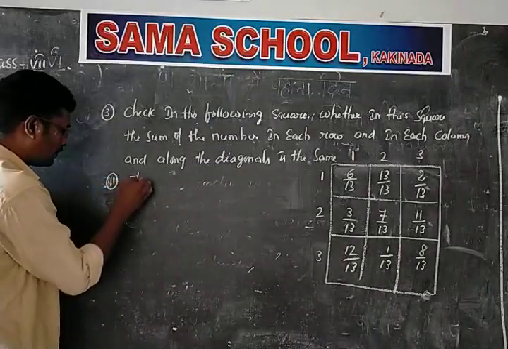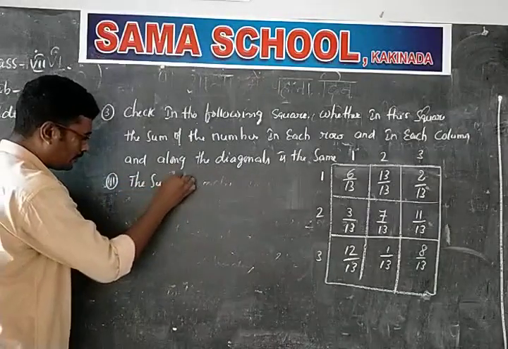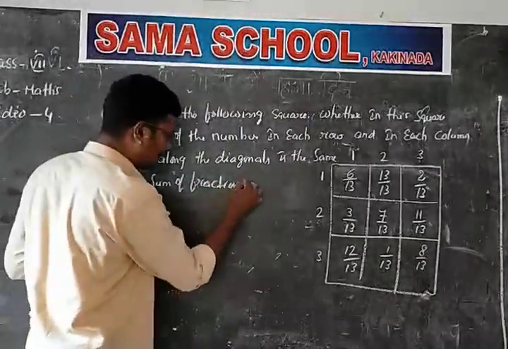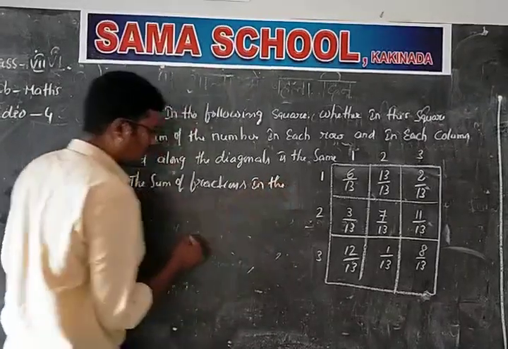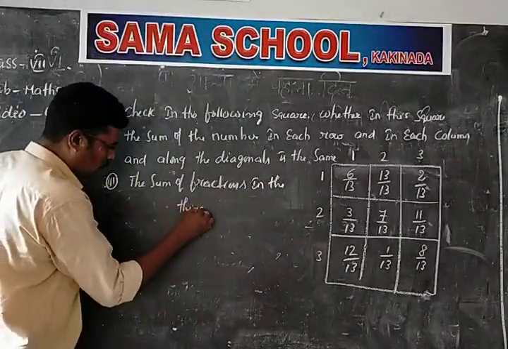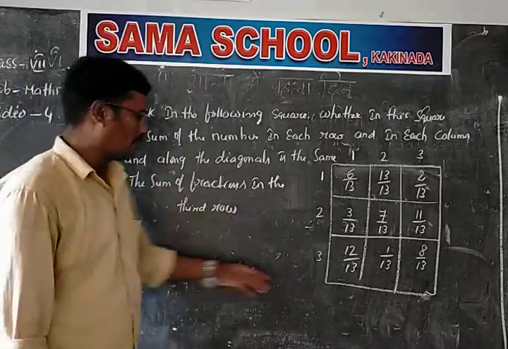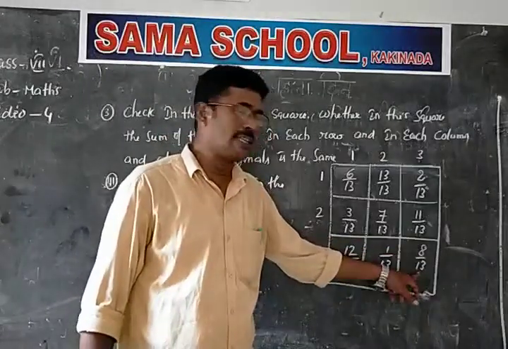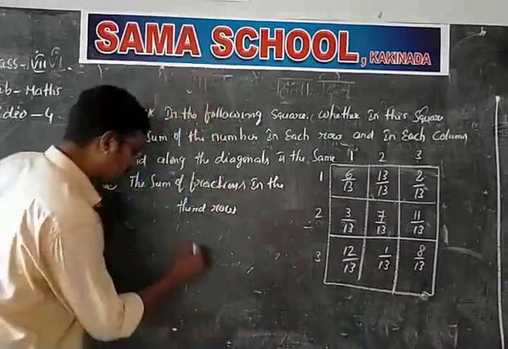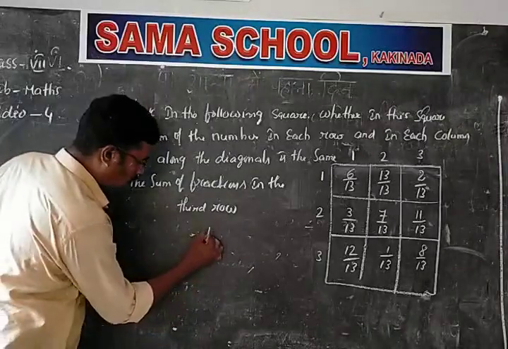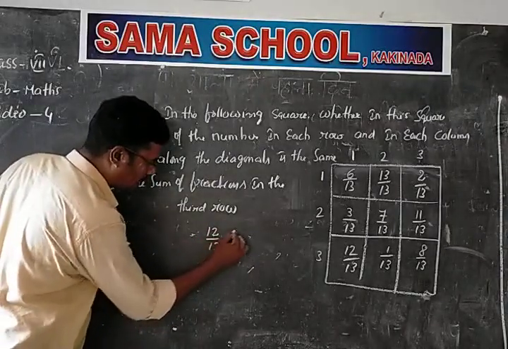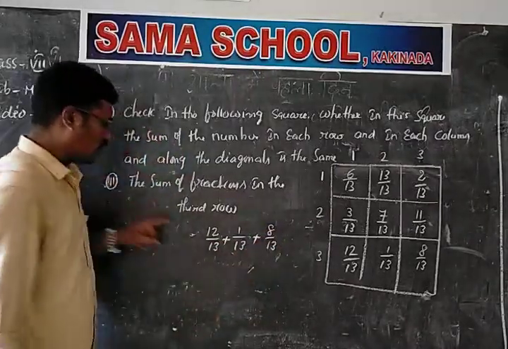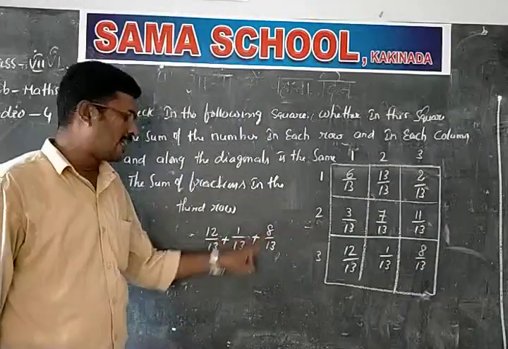Another one, the third one: the sum of fractions in the third row. The third row has the given fractions 12 by 13, 1 by 13, 8 by 13. Find the sum by addition: 12 by 13 plus 1 by 13 plus 8 by 13.